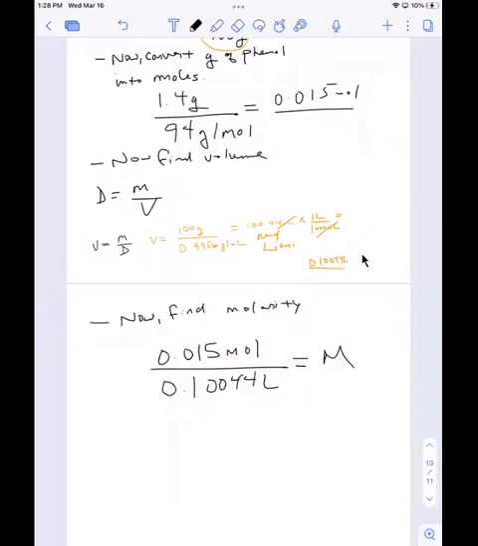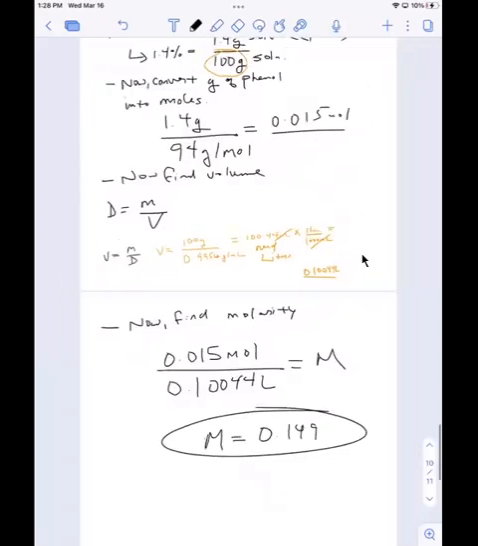Anybody got it? I have 0.149. Okay, good. So the molarity of this solution is 0.149. Great.